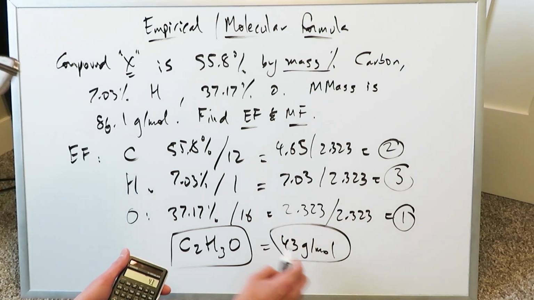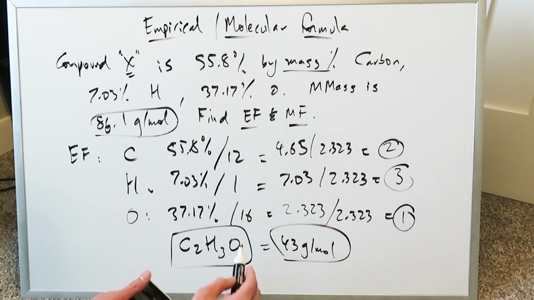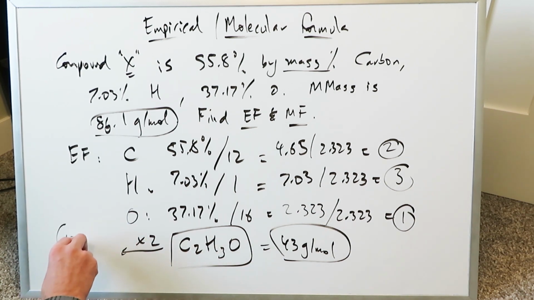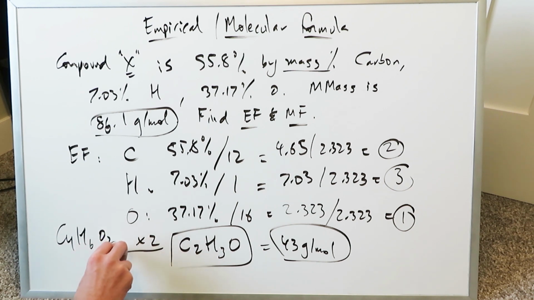When you look at this, 43 versus this, you're 2 multiples away. So all you have to do is just multiply this by 2. You'll have C4H6O2, and that right here would be your molecular formula.